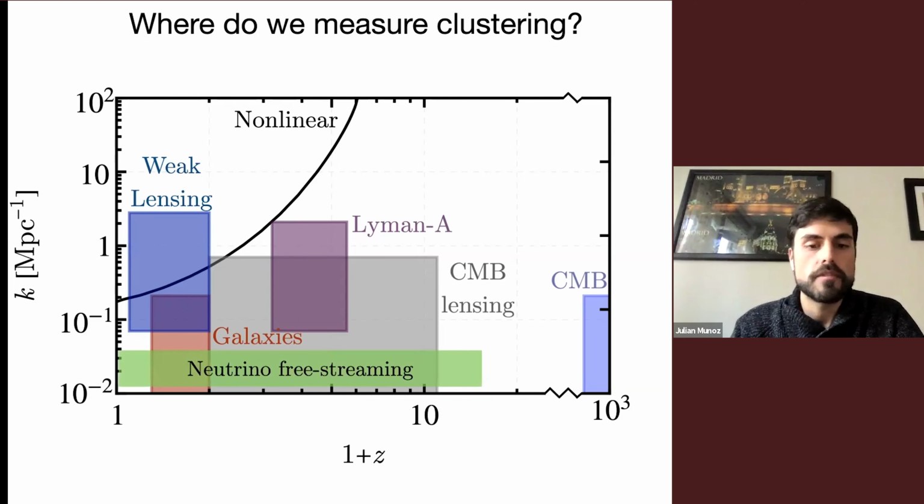But neutrinos, given what we know about their masses, should free stream at about these scales. So anything above this gray band should be affected by neutrino streaming, which is pretty much everything in our cosmological observables. So we can use all of this data in principle to learn about neutrinos.